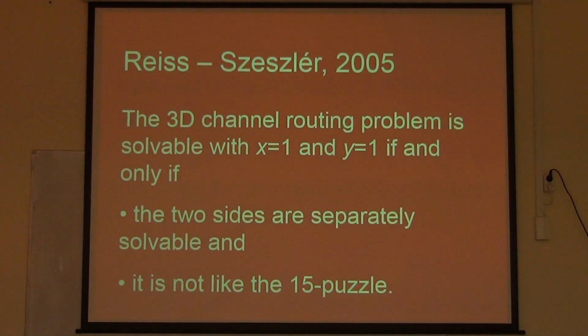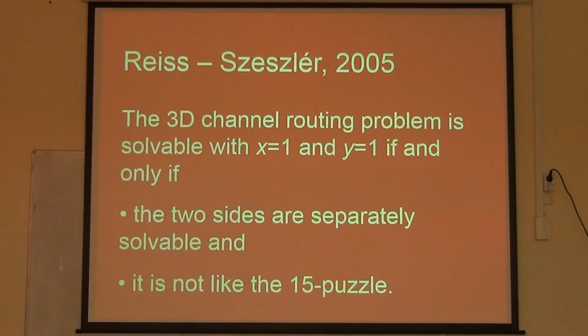And what David Szeszlér and one of his students could prove in 2005 is that in case no subdivision is permitted, that means if both x and y are 1, then something is solvable if and only if the two sides are separately solvable, and it is not like the 15 puzzle. This is a simplified way of formulating it. So this is the answer for the solvability question.